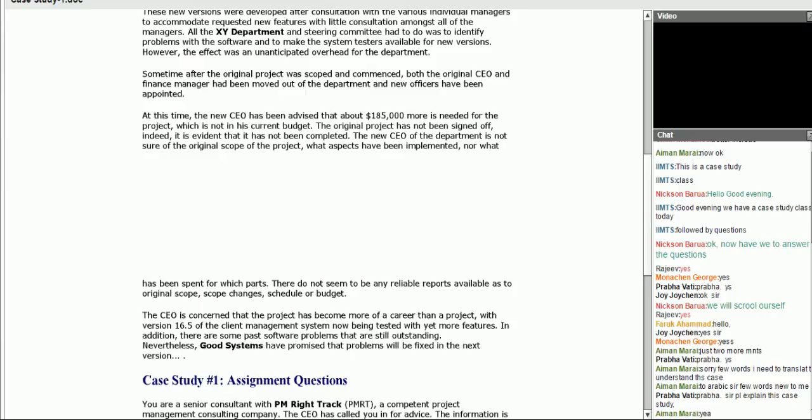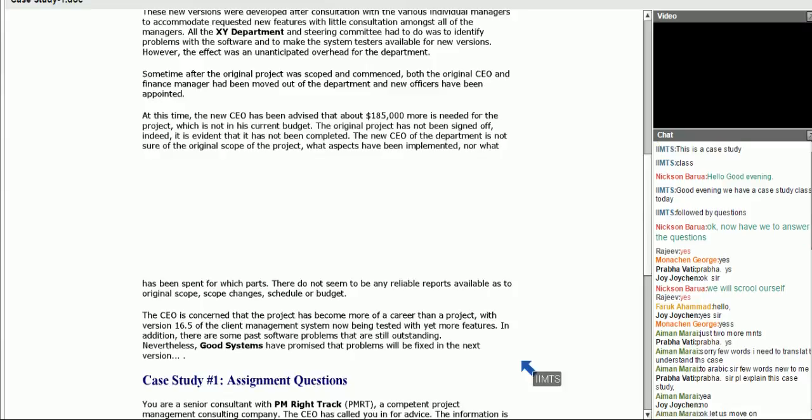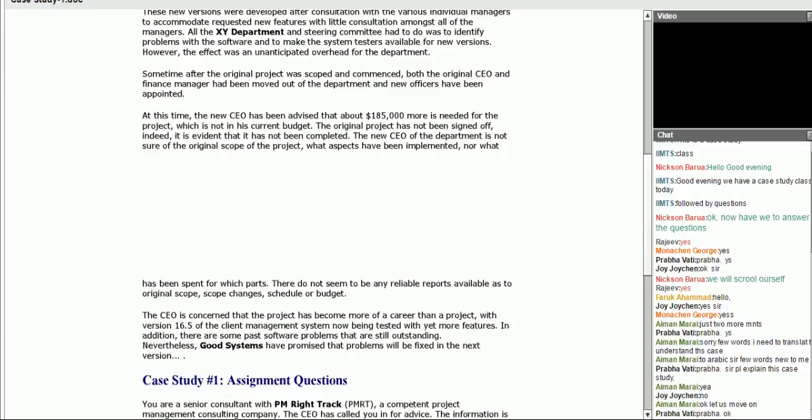Okay, so Prabha is saying, so please explain the case study. Maria, you want to ask something or shall I proceed? If you are having any problem with the words which you are not able to understand in this, please let me know or else I proceed further. Okay, so let's Prabhaji, let's go to the questions first. Do you able to understand what exactly is being communicated in this particular case study?